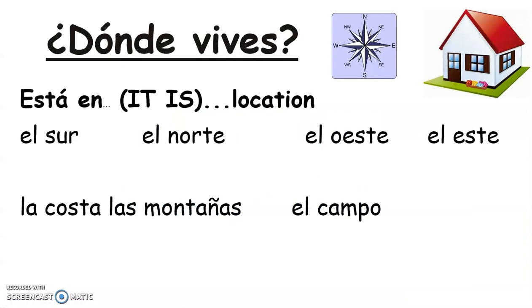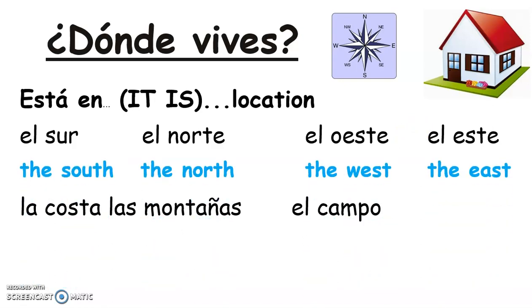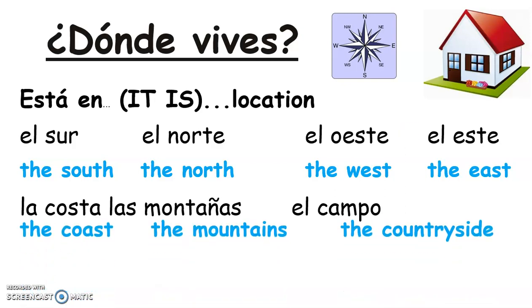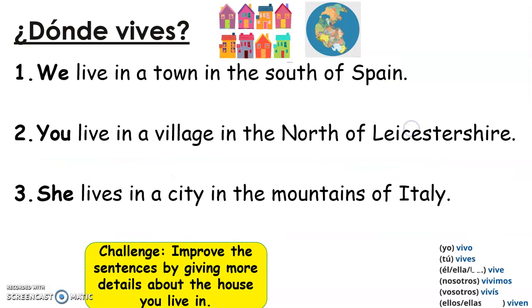To say where something is, you use está in for location. Here we go, el sur, the south, el norte, the north, el oeste, the west, el este, the east, la costa, the coast, las montañas, the mountains, el campo, the countryside. Have a go now, pause the video and have a go at translating these sentences.